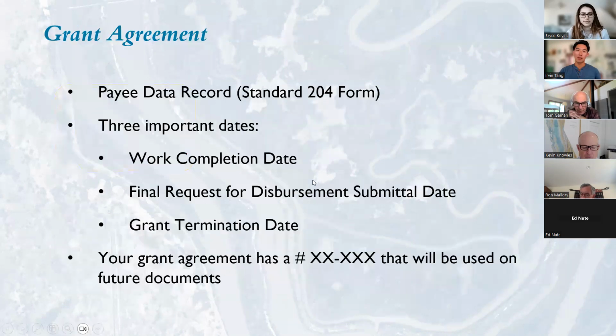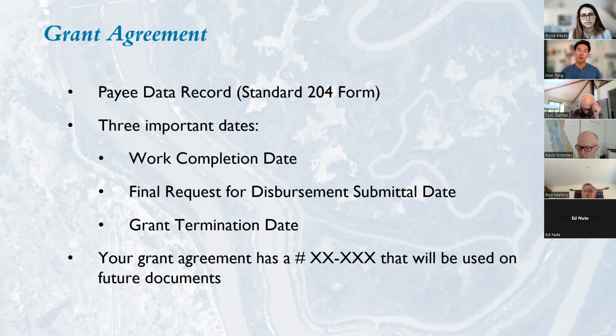So first here we have the grant agreements. So what is the grant agreement? It outlines the terms and conditions of a grant. So it's legally binding, and so it's a contract. Your project manager will help draft the grant agreement for you. And in order to draft a grant agreement, we will ask that you submit a standard 204 form.